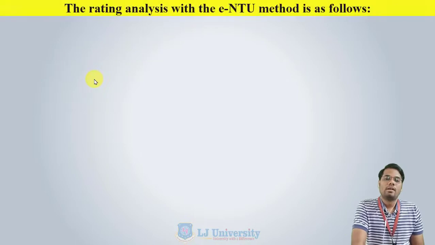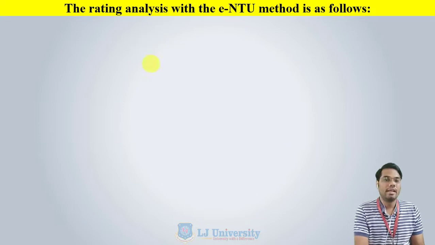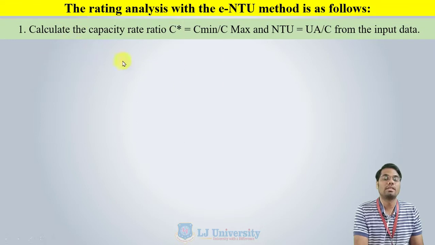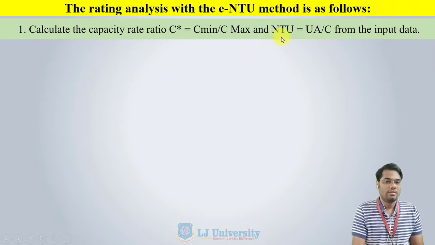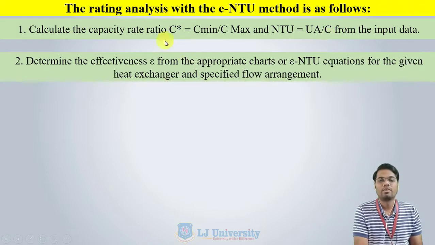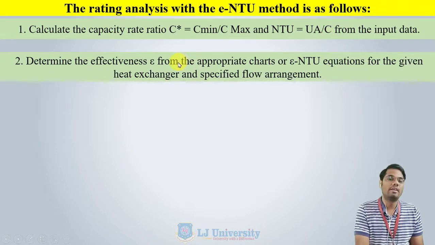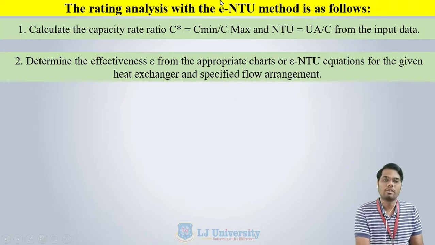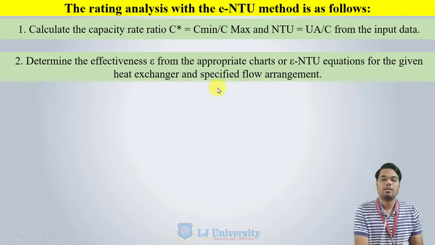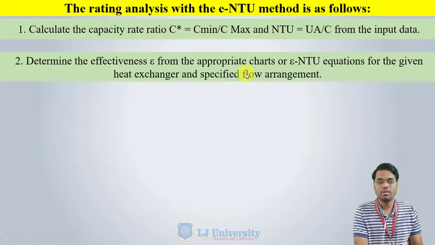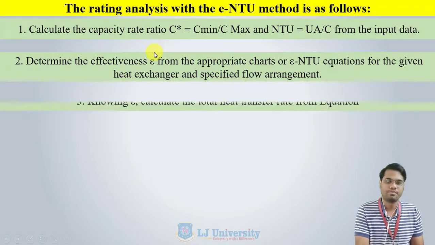By using this equation, we can easily calculate the required value of A, that is, the size of the heat exchanger. Now the rating analysis is easily done by the NTU method. For the rating analysis by the NTU method, the first step is to calculate the heat capacity ratio, which is C min by C max. After that, we have to calculate the value of NTU, which is UA by C min, from the input data. The second step is to calculate the effectiveness. We have equations for the effectiveness for different configurations: parallel, counter, mixed flow, cross flow, shell and tube heat exchanger. From that equation, we have to calculate the value of effectiveness.